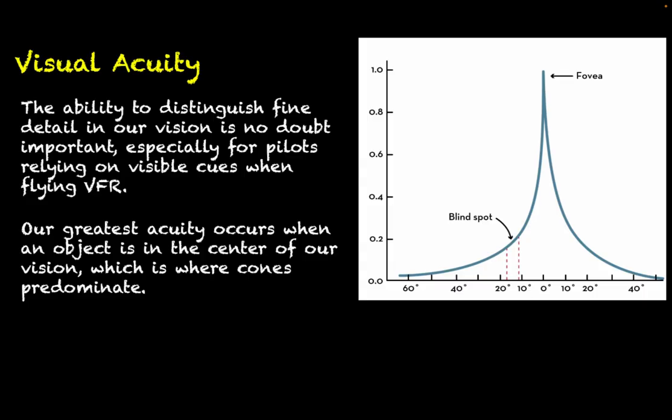So, our greatest visual acuity occurs when an object is in the center of our vision, which again is where your cones predominate. Your cones are not as sensitive as rods. All that means is that cones require more light to operate properly. But if there is an appropriate amount of light, those cones will produce a clearer, crisper, and better image than the rods otherwise would. So if we want to see in as fine a detail as we possibly can, we want to be using our photopic vision, and we want the object that we're looking at to be dead center in the middle of our vision.